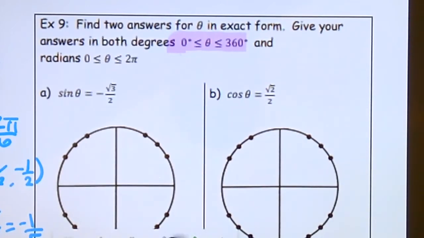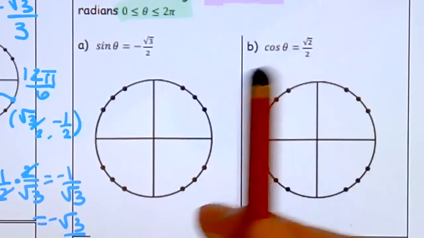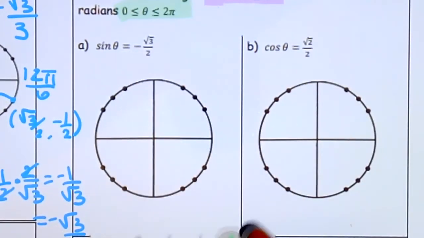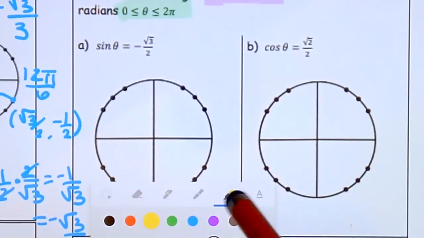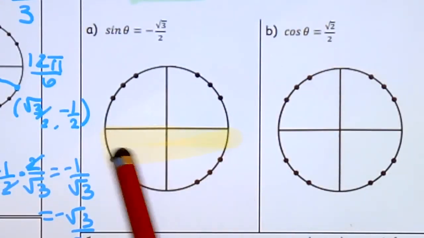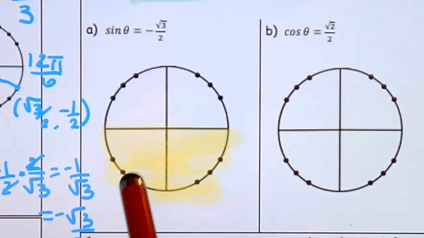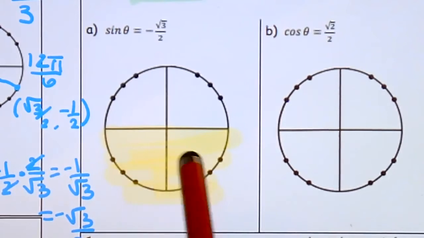And then when they say this, they want it in radians, okay? So I'm going to do what I did before. I am going to focus on where my sine is negative. So my sine is negative in these 2 quadrants down here. So this is where my angle is going to be. It's going to be one of these, one in this quadrant and one in this quadrant. So in 3 and 4.